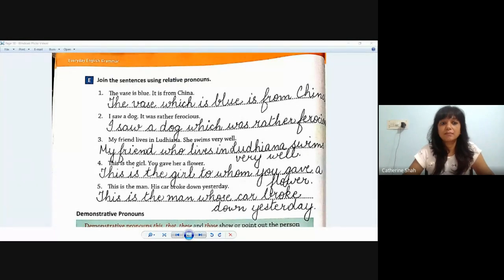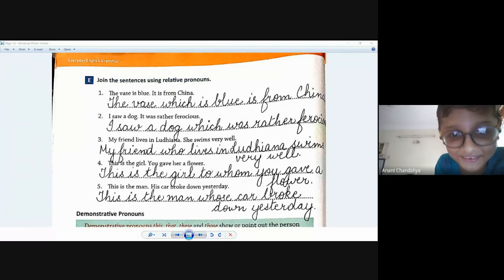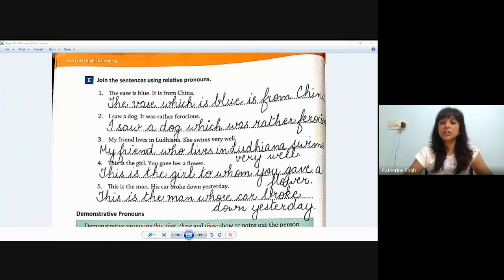Look at your screen. My friend lives in Ludhiana. She swims very well. My friend, so we are using who for people, right? So my friend who lives in Ludhiana swims very well. This is the girl, you gave her a flower. This is the girl to whom you gave a flower. This is the man, his car broke down yesterday. So this is the man whose car broke down yesterday. Please fill in the blanks. Fill in the sentences quickly.